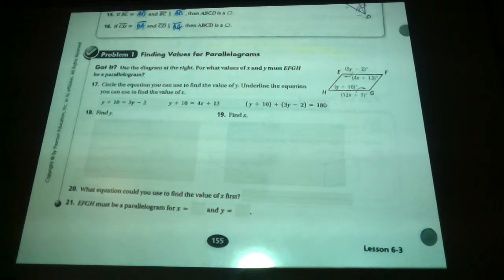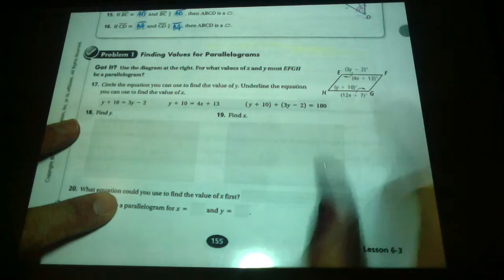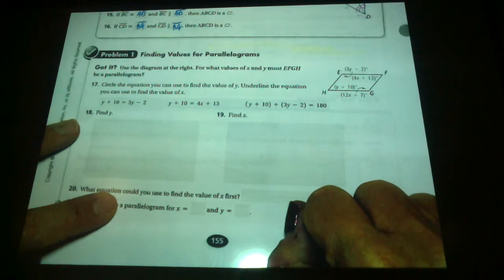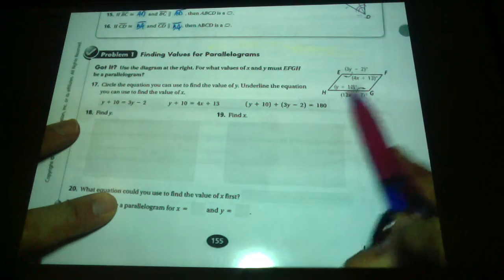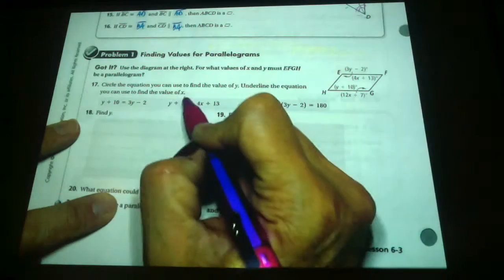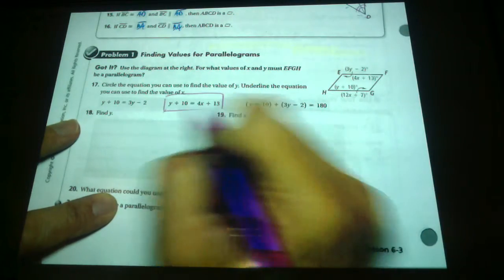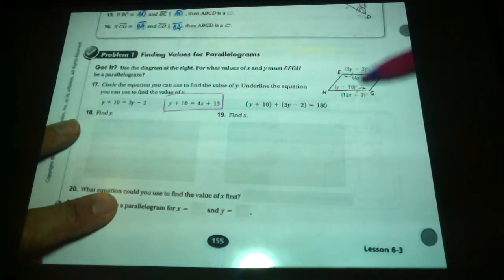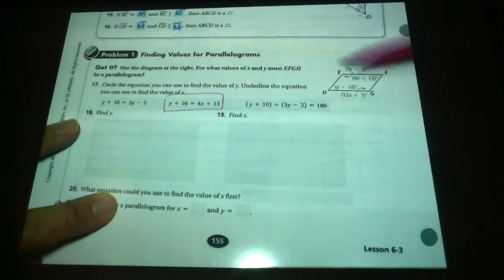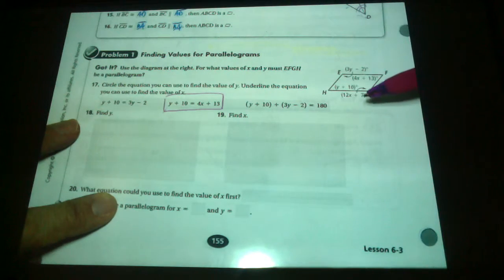Use the diagram at the right: for what values of x and y must E, F, G, and H be a parallelogram? So you're using your knowledge to decide what x and y would have to be for that to be a parallelogram. Well, they're giving you angle measures in here, aren't they? So can't I set these two equal to each other? So isn't that this one? And then couldn't I set these two equal to each other, the 3y minus 2 and the 12x plus 7? That's not one of these here, is it?